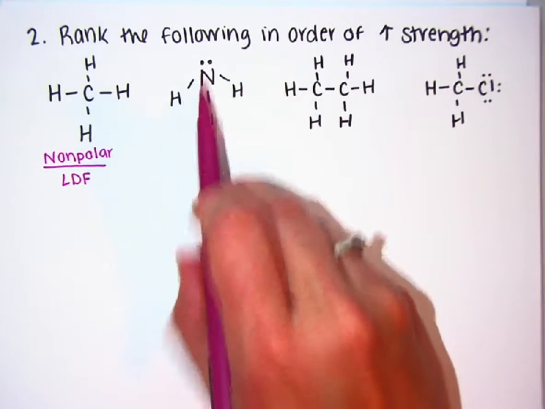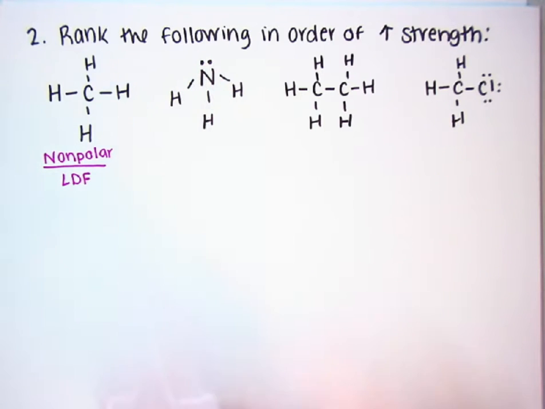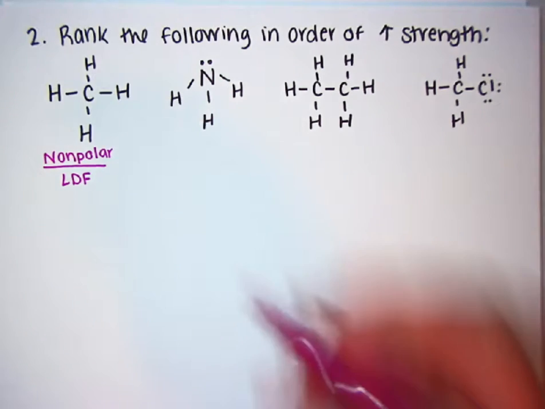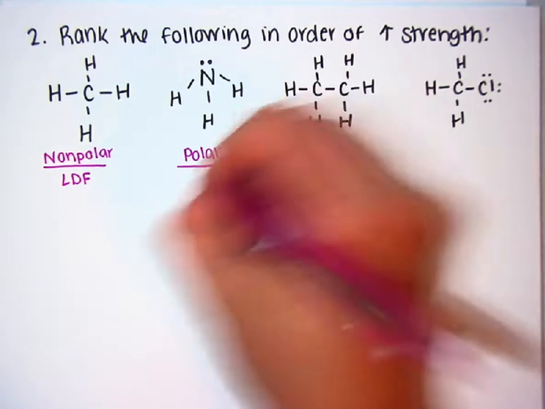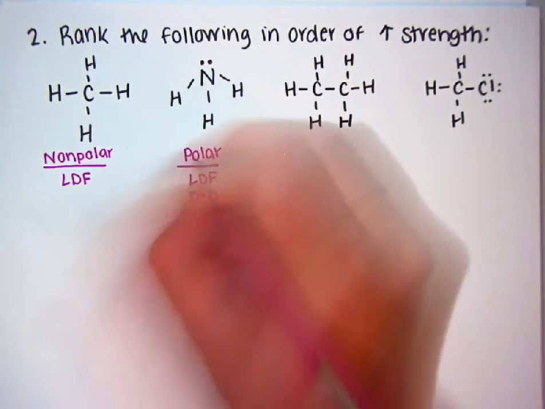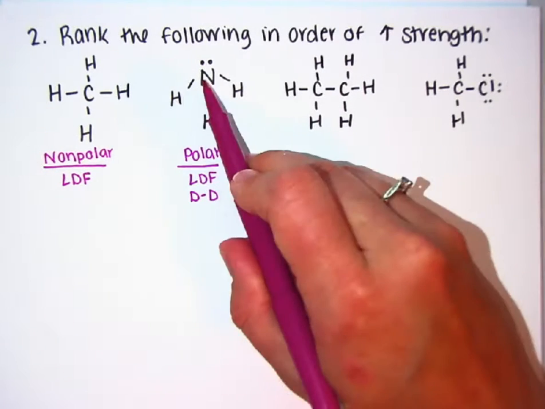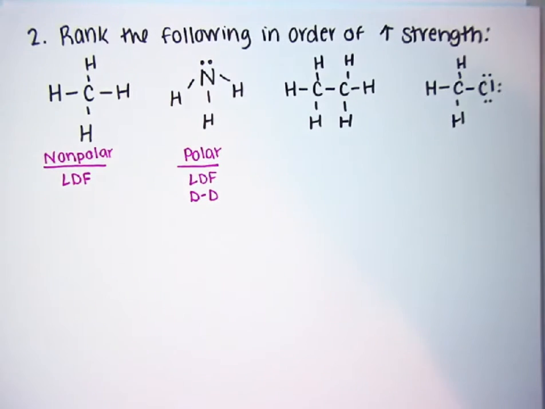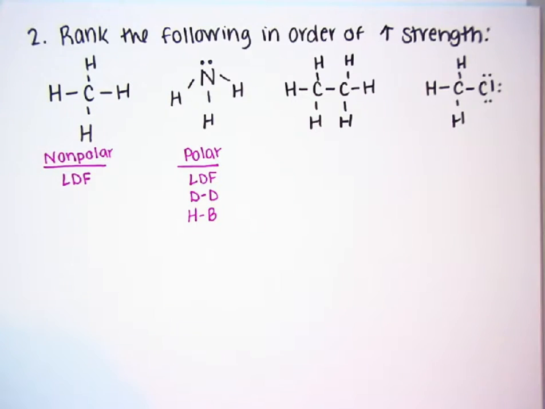Think about your vectors. Based on the shape and based on this lone pair of electrons repelling and pushing it into this pyramid shape, this is going to be a polar molecule, ammonia. Everything has LDF. Since it's polar, it also has dipole-dipole. So lastly, we're looking, are there any sites of hydrogen bonding? Hydrogen to nitrogen. Nitrogen is one of the 3 elements: oxygen, nitrogen, or fluorine. So this one also has hydrogen bonding.